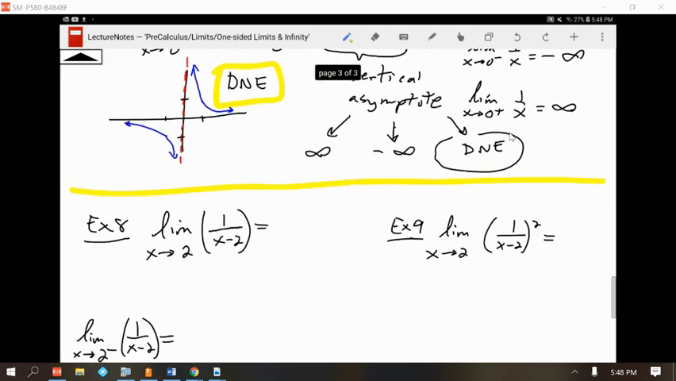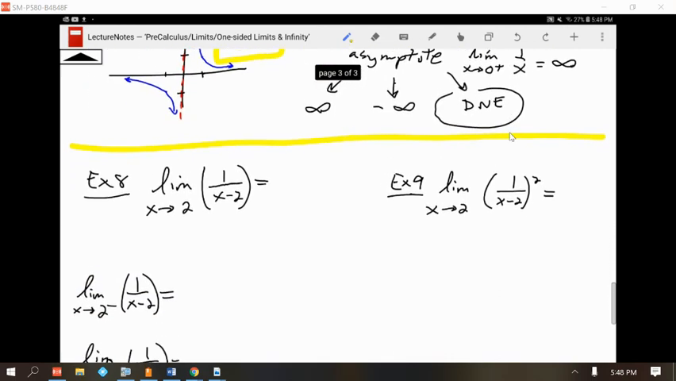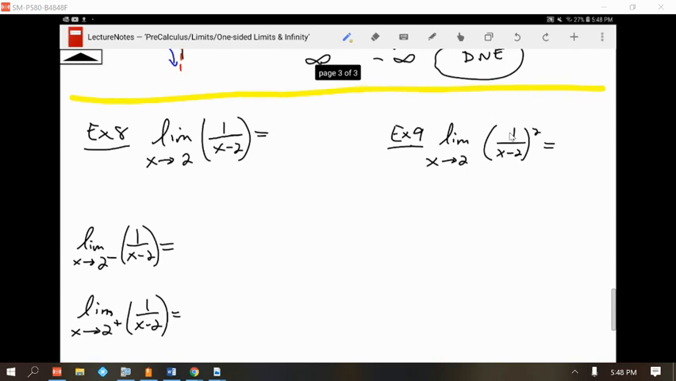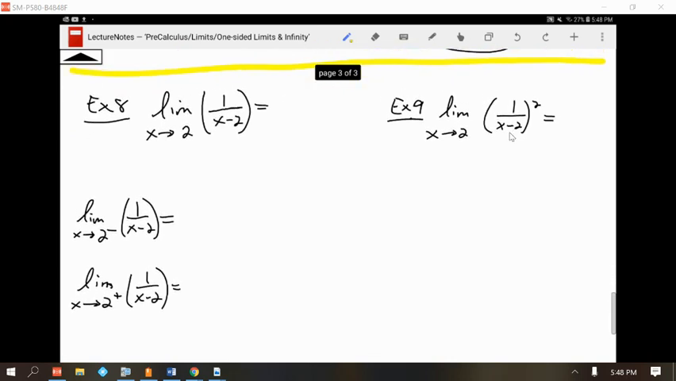Multiple choice questions on the AP exam would usually have infinity or negative infinity, okay? So that's why I can't just let you put D and E every time. I need you to be able to understand when it's infinity and when it's not.